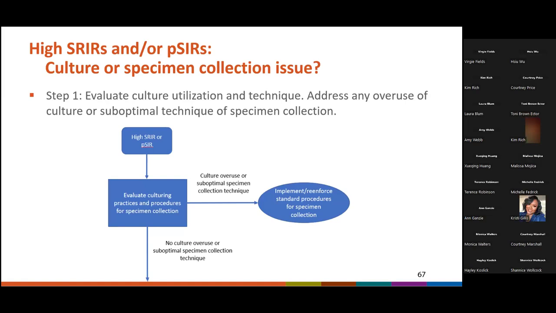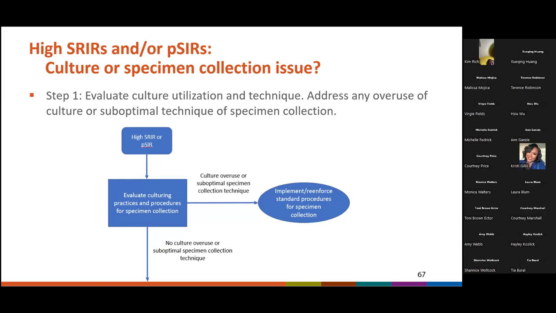Here, we break it down by steps to help you differentiate possible explanations and responses. In the situation of high SIR or pSIRs, first, check culture utilization and specimen collection technique in your facility, especially in the locations that had a high number of events. If there is overuse of cultures or inappropriate specimen collection technique, move to establish or reinforce your standard procedure for specimen collection and transportation.